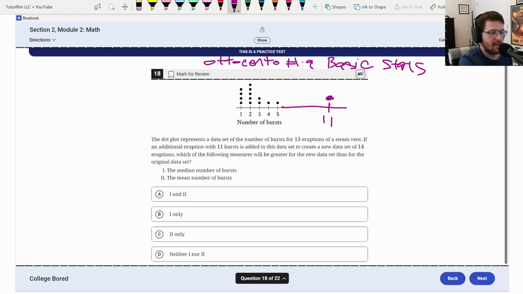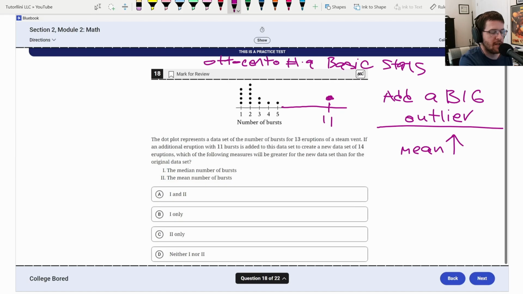This situation is adding a big outlier. I talk about this in the video. When we add a big outlier, the mean goes up. I don't need to do any calculation. The mean is certainly going to go up. It's kind of like if Bill Gates walked into your home, the average salary would skyrocket, right? It's like that, just less extreme. So the mean is going to be greater. So this one is definitely right.